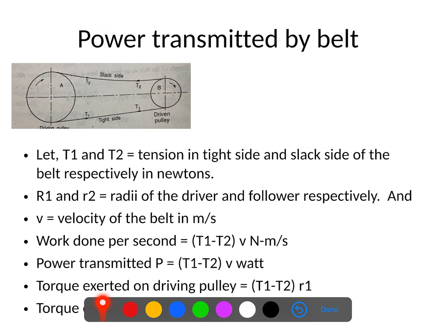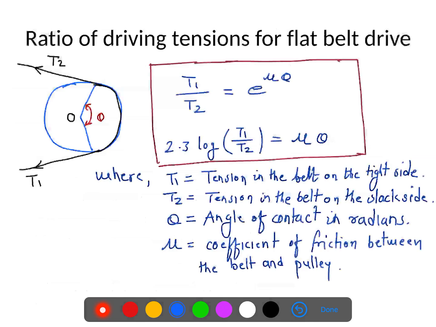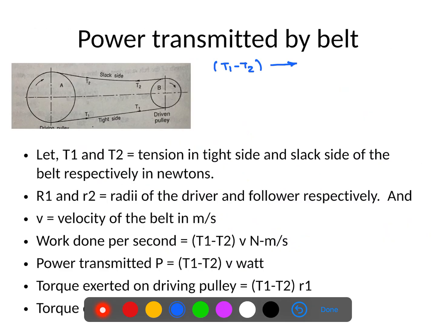So from this we come to know that in the belt drive there are two tensions or two forces. One is called the force at the tight side, and another is called the force at the slack side, that is T1 and T2. And this T1 minus T2 is the force which is responsible for the rotation of the belt drive. Because of this, the rotation of the belt drive occurs.